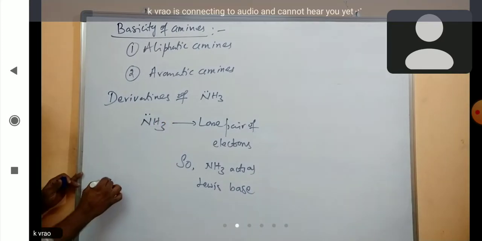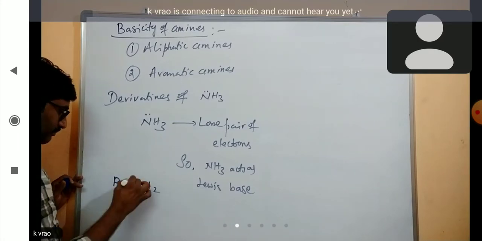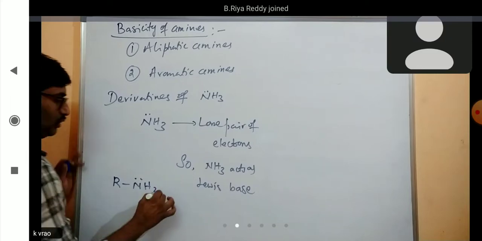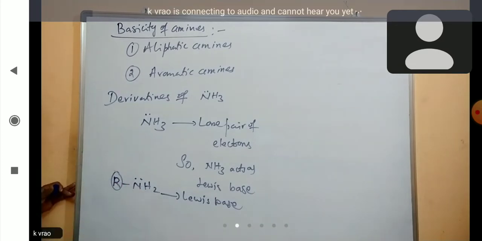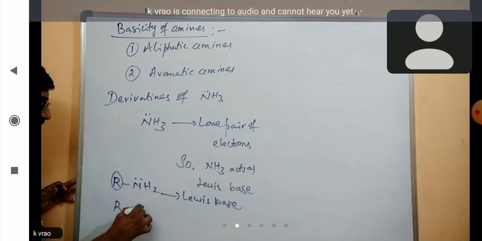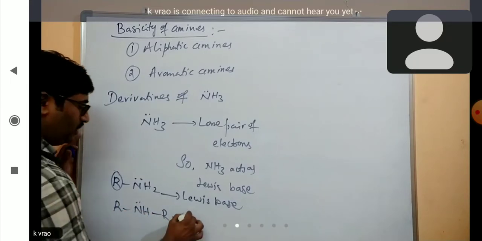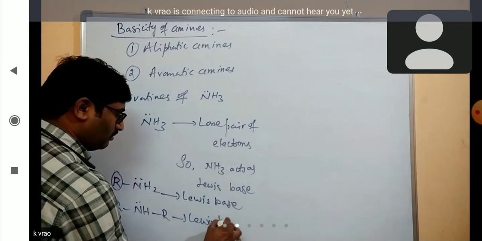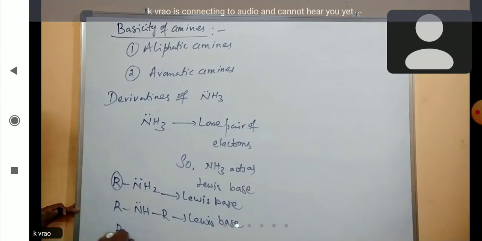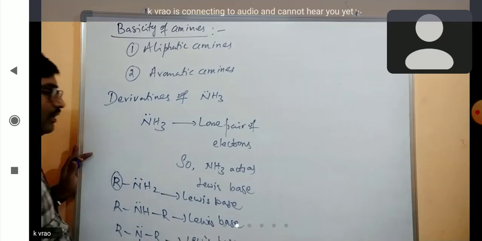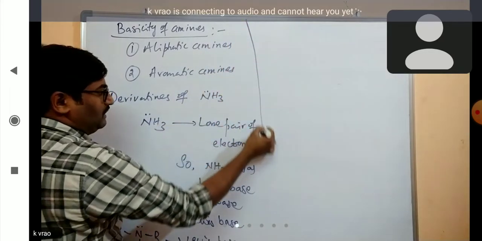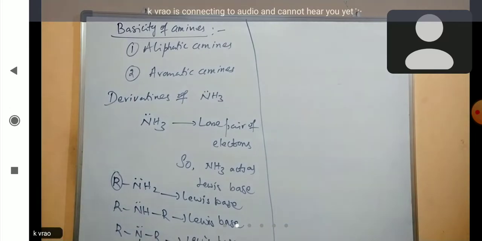So when hydrogens are replaced with alkyl groups, a primary amine also acts as a Lewis base because one alkyl group is present on the nitrogen, and the secondary amines also act as a Lewis base, and tertiary amines also act as a Lewis base.